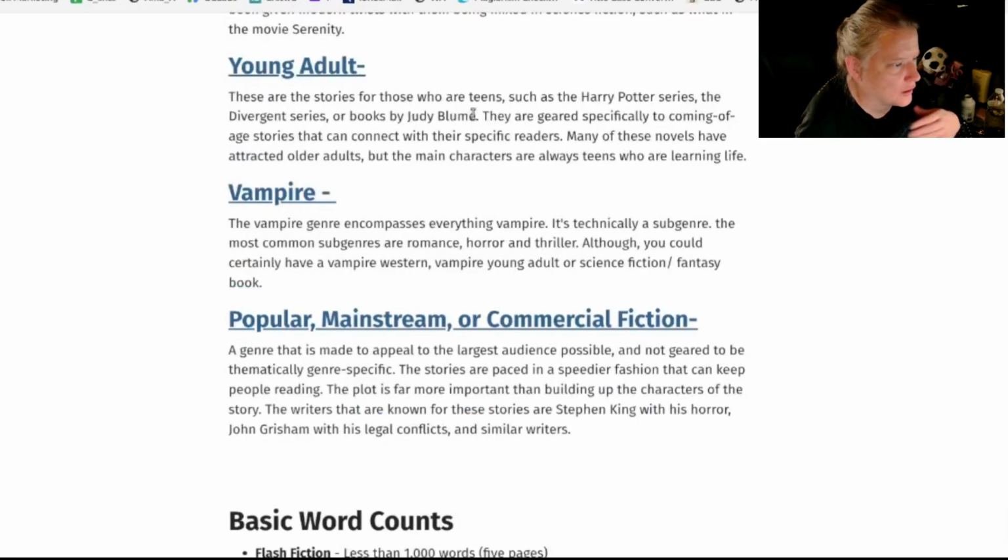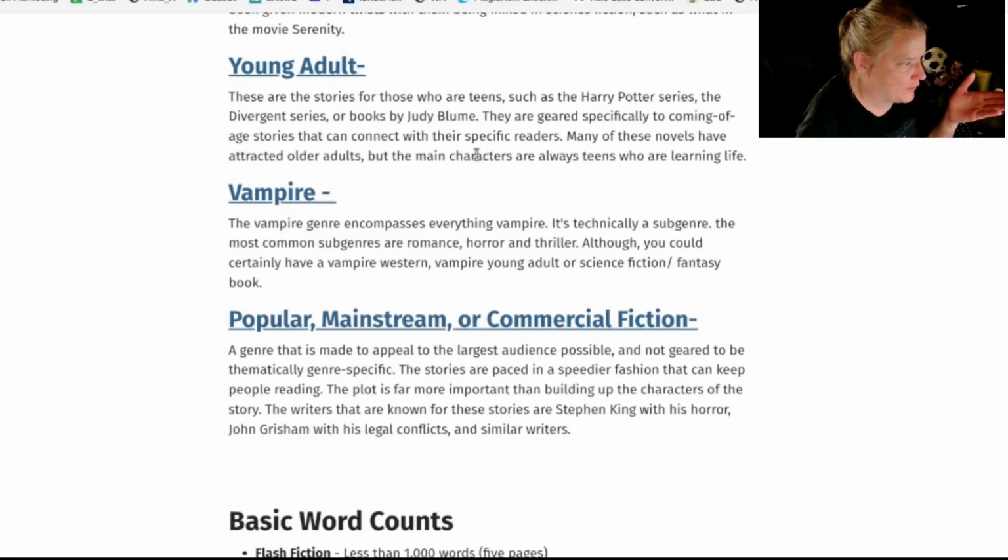Young adult. These are stories for teens and young adults. Think everybody up to 18, 19, 20, possibly even 21. And can include the Harry Potter series, the Divergent series, or books by Judy Blume. They are geared specifically to coming-of-age stories that can connect with their specific readers.